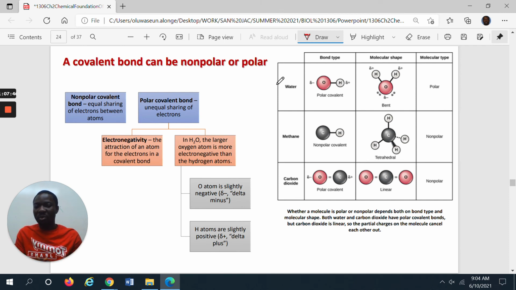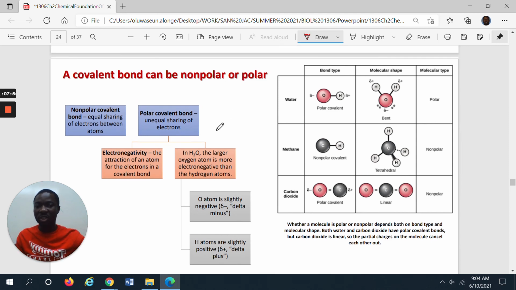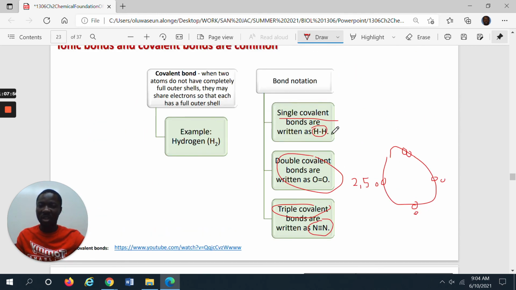That's the same thing. All the kind of bond you've been seeing between hydrogen and hydrogen, it's covalent bond. It's non-polar. What you have here is non-polar. What you have here is non-polar. What you have here is non-polar because it is equal sharing. They are sharing equally.